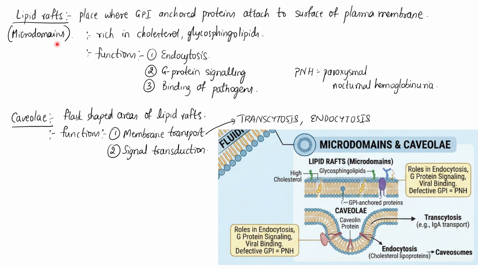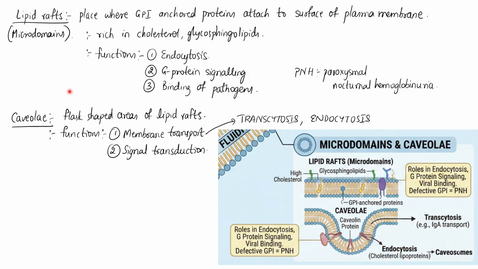And what are the functions of these lipid rafts? Endocytosis, G protein signaling, cell signaling, and binding of pathogens. And defective G protein signaling can result in paroxysmal nocturnal hemoglobinuria. That is about the microdomains or lipid rafts. Then next comes the caveolae.